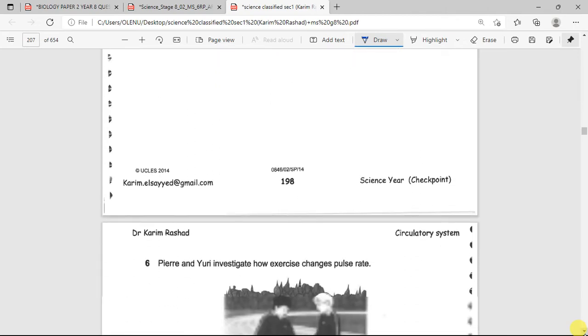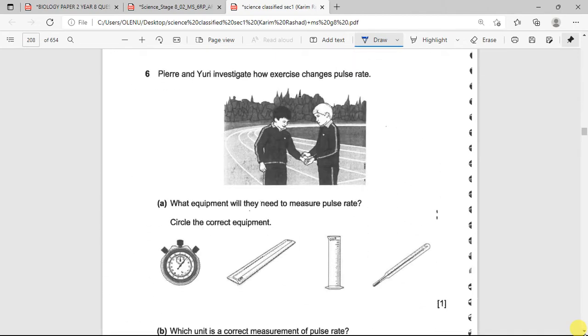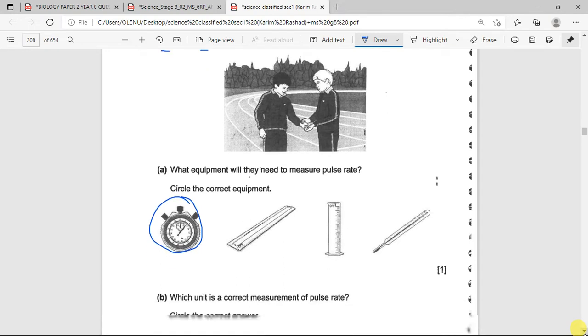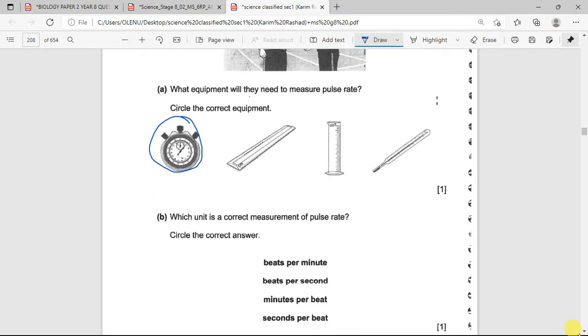Now, question number 2 is, Perry and Urey investigate how exercise changes their pulse rate. Now, what equipment will they use to measure their pulse rate? This is the first equipment there, it's the one that will be used. Now, which unit is a correct measurement of pulse rate? Pulse rate is measured in beats per minute.